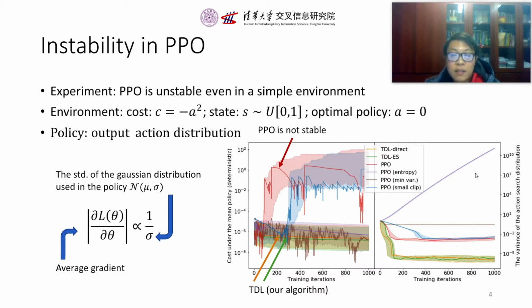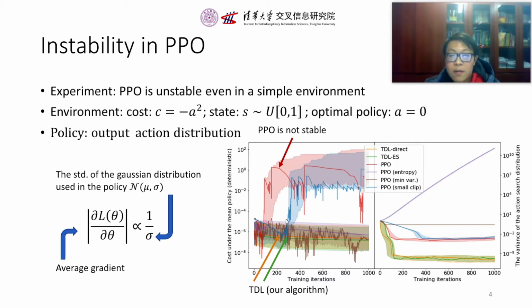Let us look at the training process of PPO in this figure. The x-axis shows the training iterations. The y-axis here is the cost of the policy during the training. The lower the better. The y-axis here is the variance outputted by the policy during the training. Since the optimal policy is a deterministic policy, the variance should approach 0 during the training. We can see from the figure that at the beginning of the training in PPO, the cost and the variance of the policy quickly decrease.